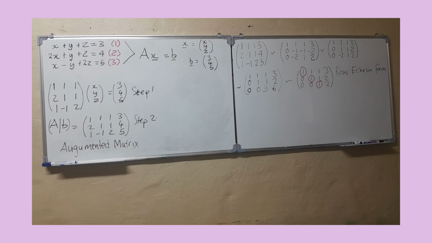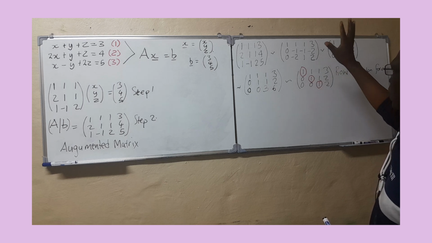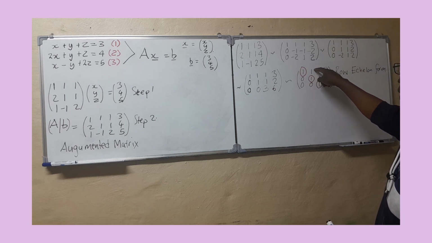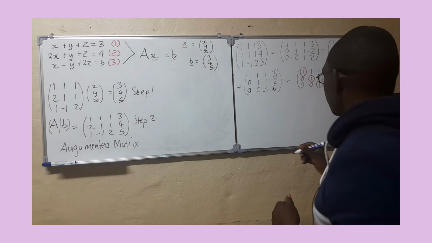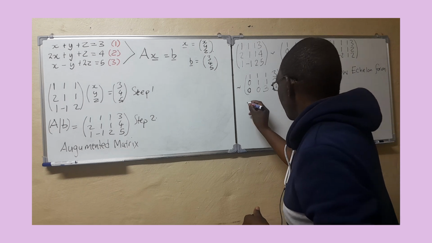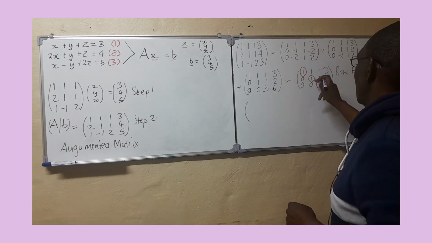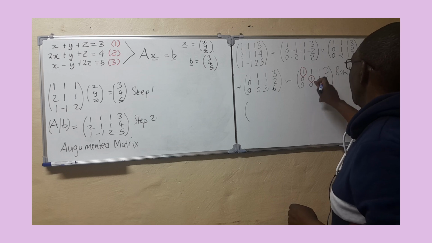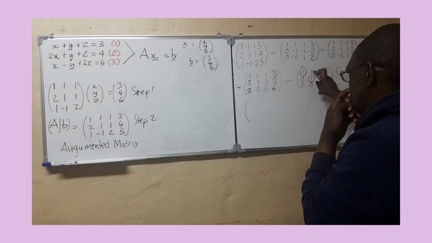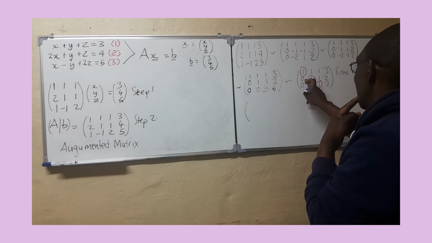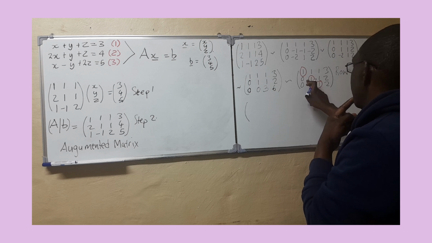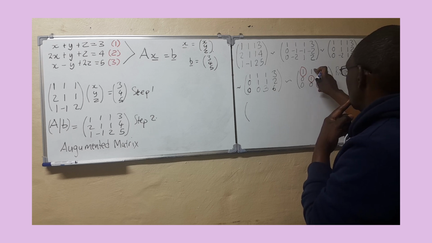What is our next move? Now we want to get to a point where we get rid of everything above the leading ones. Of course, in row 1, here, we don't need to do that. On this leading one here, we need to get rid of this one here. So all we have to do is multiply this row 2 by -1 and add it on to row 1.